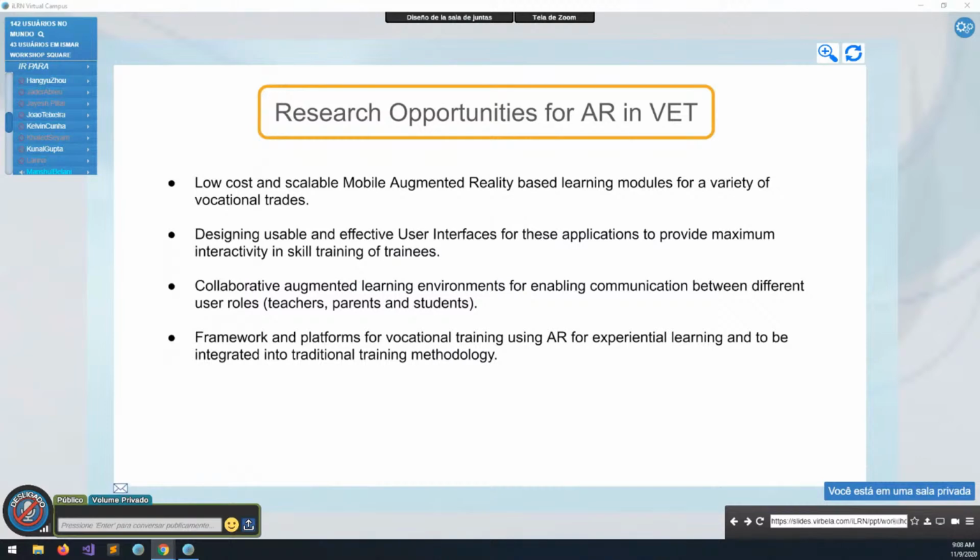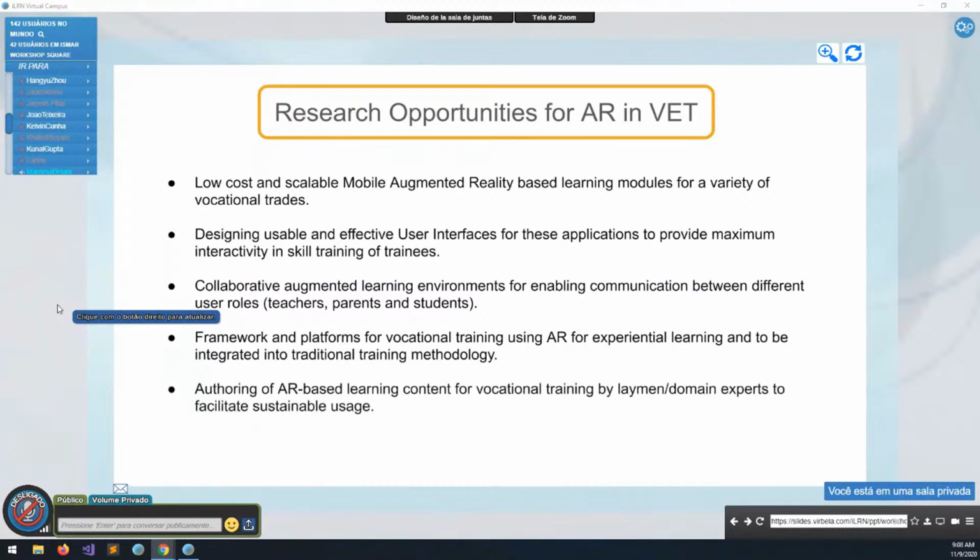Again, since this is a very new area and not a lot of work has been done in augmented reality for vocational skill training, there is a huge scope of creating frameworks and platforms as to how AR can be used for experiential learning and be integrated into the traditional training methodology that actually happens. And finally, there is this opportunity of authoring AR-based learning content to facilitate the teachers or trainers that already exist, so that they can create their own learning modules for their students, eliminating the dependency on external software developers.